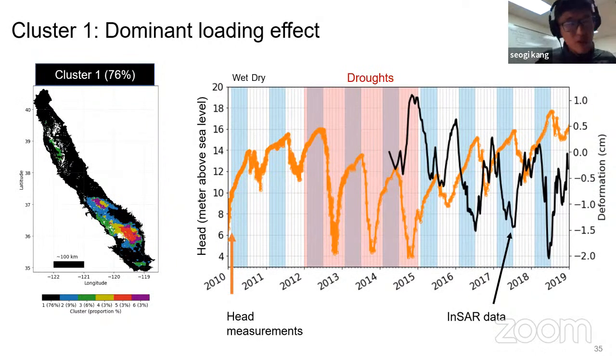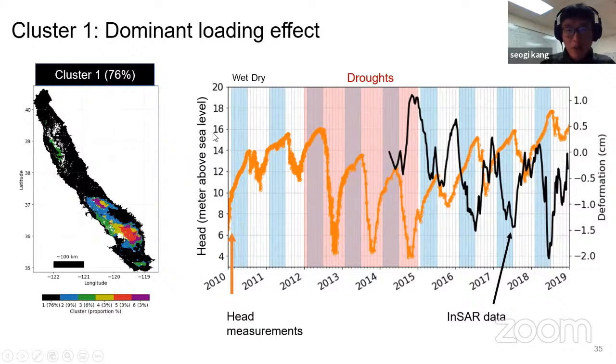And now I'm going to show this collocated data for cluster 1. And cluster 1 is the black color. And that is 76% of the data, which is the dominant data set. Okay. And then this is the plot of collocated InSAR and head data. The x-axis is the time, and the y-axis on the left-hand side is the head, meters above the sea level. And the right-hand axis is the deformation in centimeters. Okay. And this blue color means the wet season, and white color means the dry season. And this red color means the drought period.